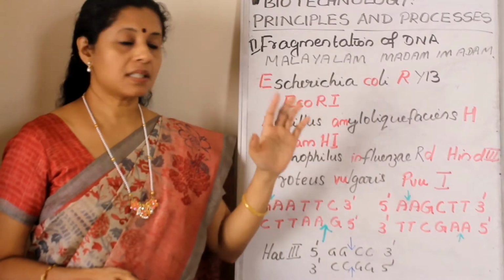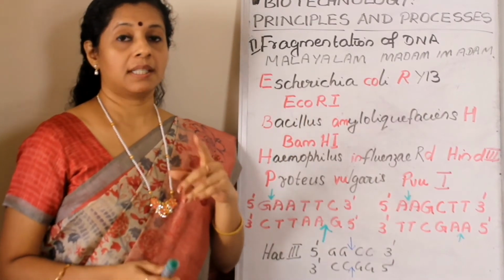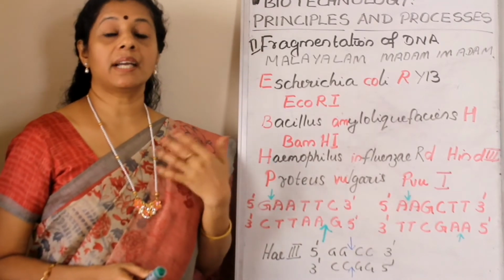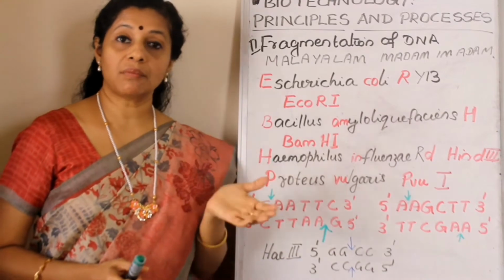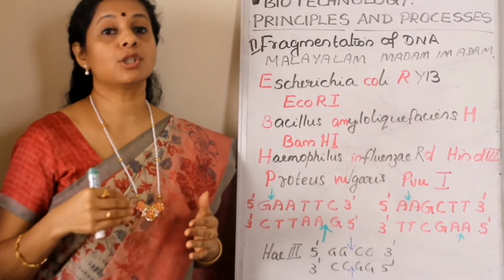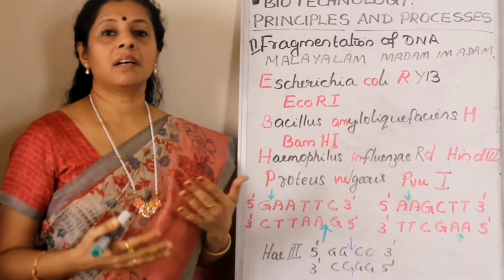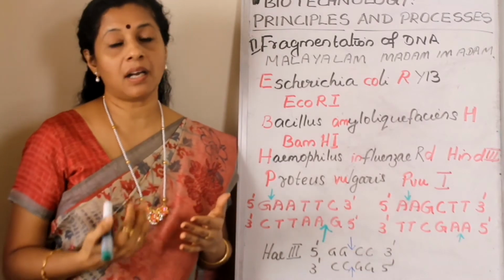Before this, the first restriction enzyme isolated was HIND2. That was from another bacterium called Haemophilus influenzae. So the first one found was HIND1, but the first one isolated was HIND2. And the conventional naming started even after that.